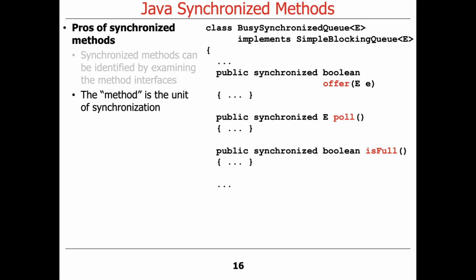Another nice thing about synchronized methods is the method is the unit of synchronization. When you invoke a method, that method will be guaranteed to run in a mutually exclusive way on the object for which you're invoking it. So it's a very convenient way of thinking about synchronization boundaries. You know, the method is synchronized. What could be easier to understand than that?